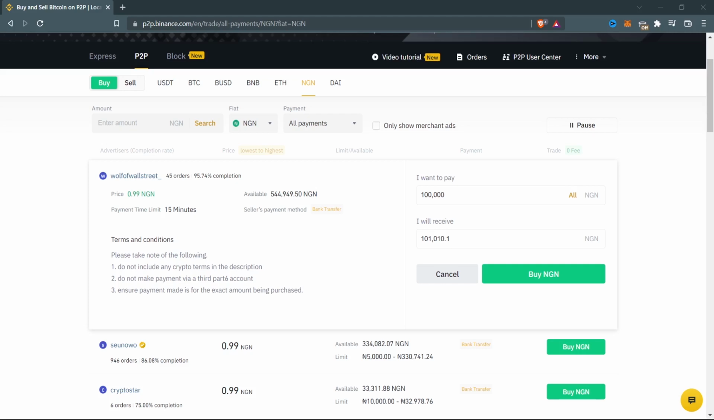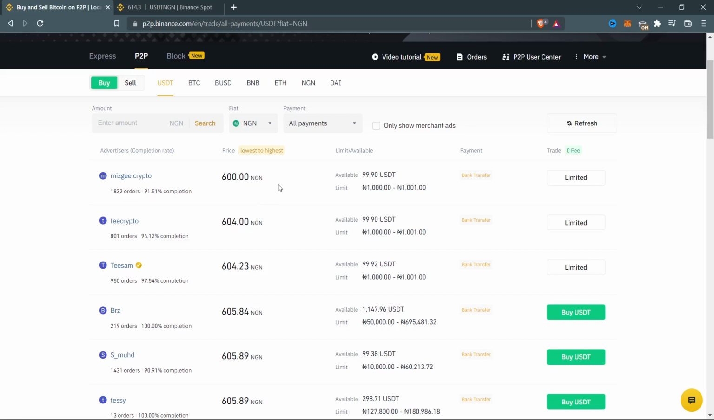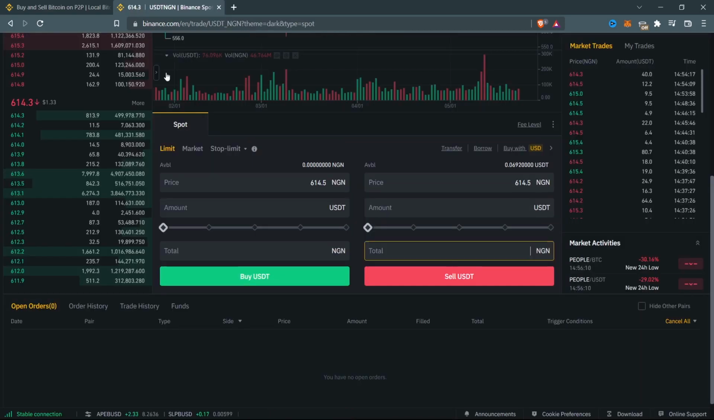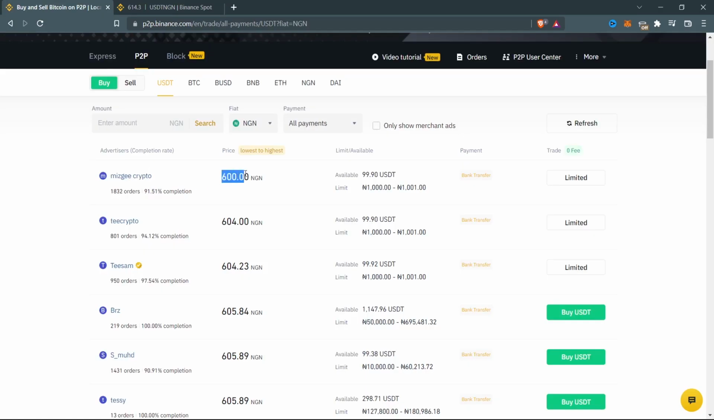And if I go back to USDT right now, you can see that NGN is being sold at 600 per dollar, right? And this is zero gas fee, meaning that there's no gas by doing these transactions. So I'm just gonna go ahead to spot exchange right here with 100,000 worth of NGN. So let's say I have that 100,000 worth of NGN and I bought it at 600 per NGN, right?